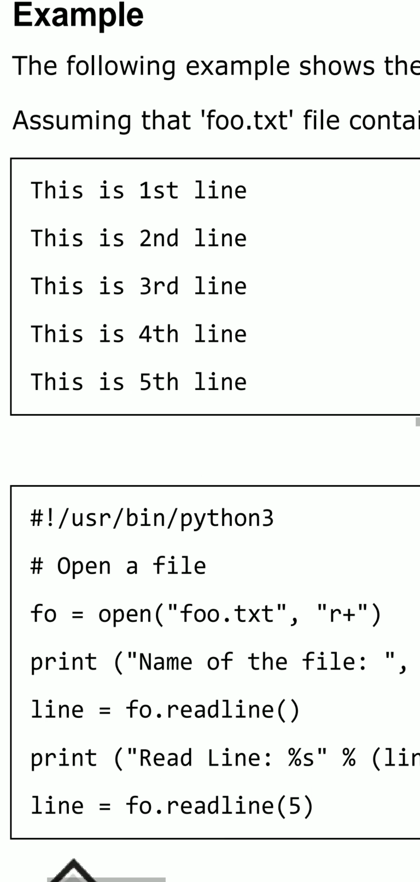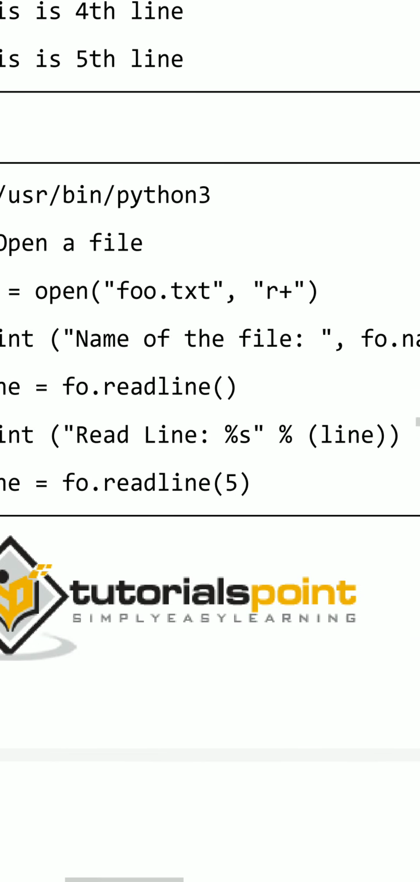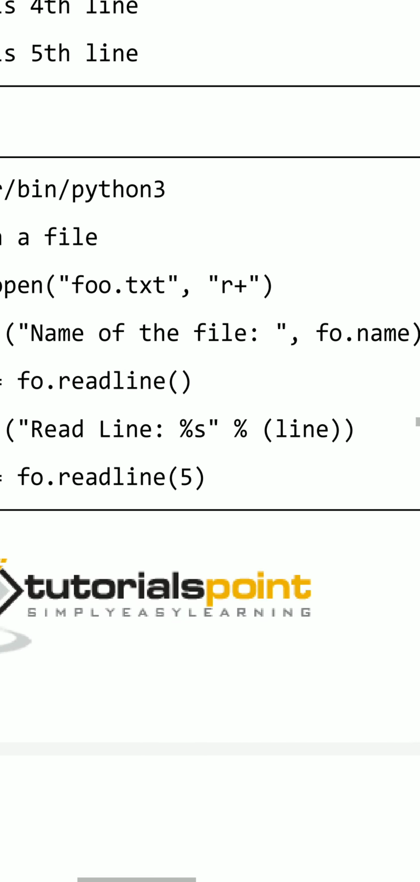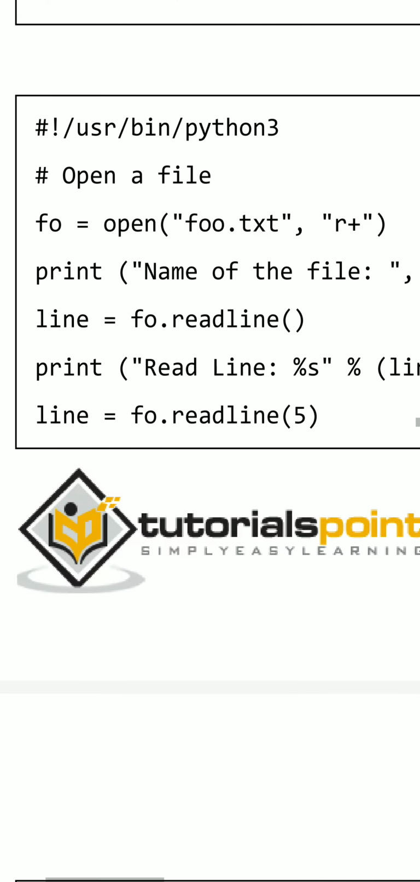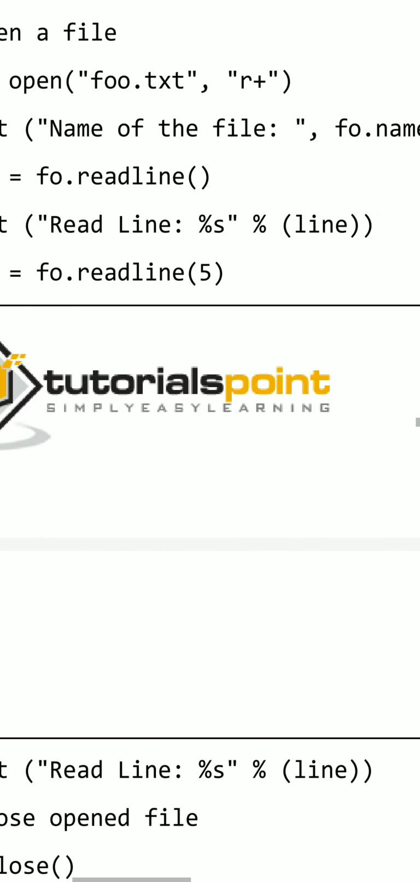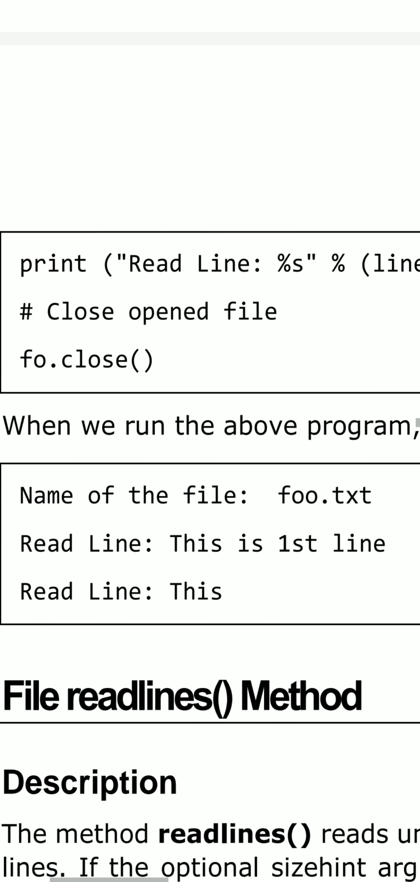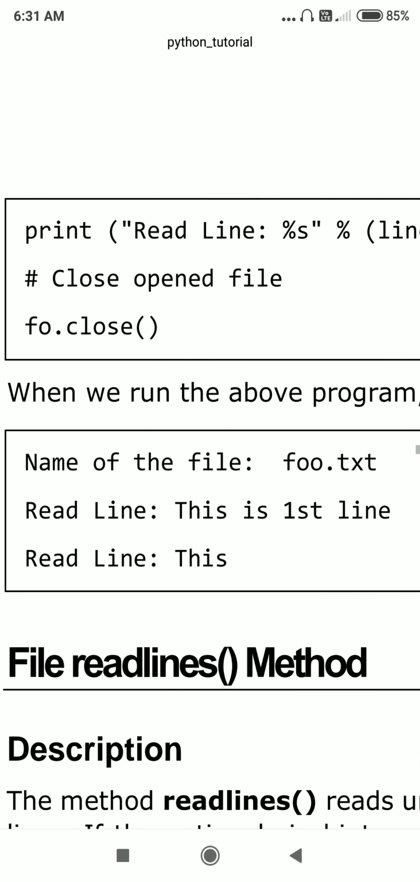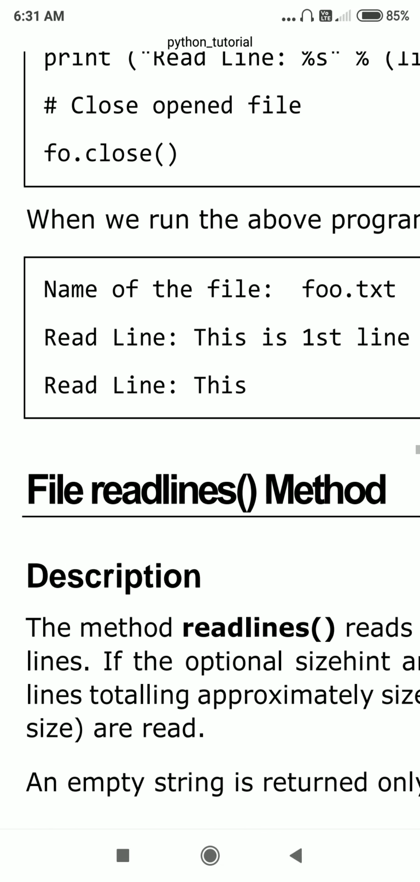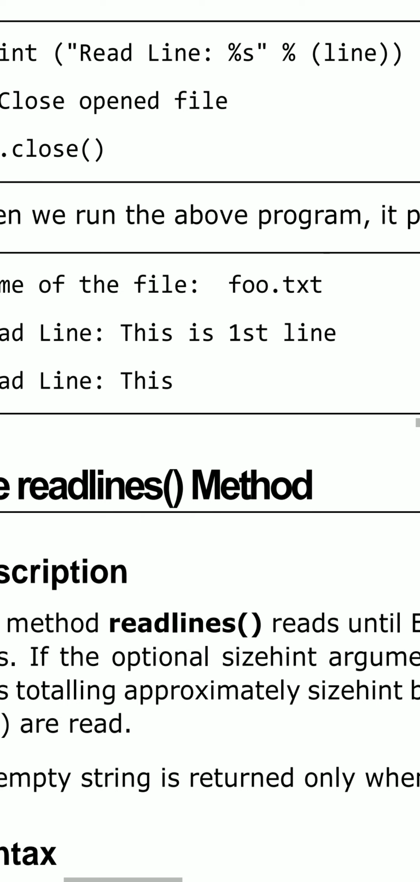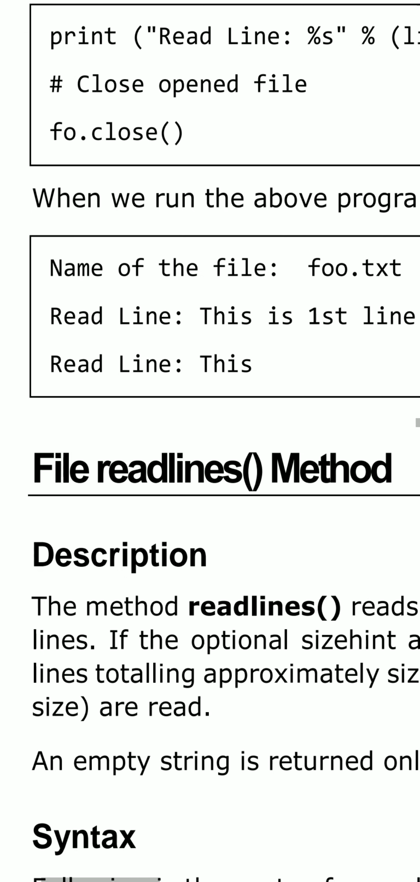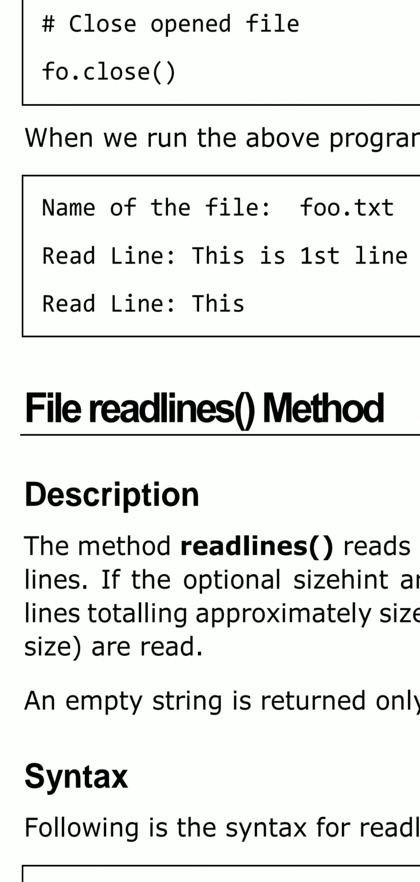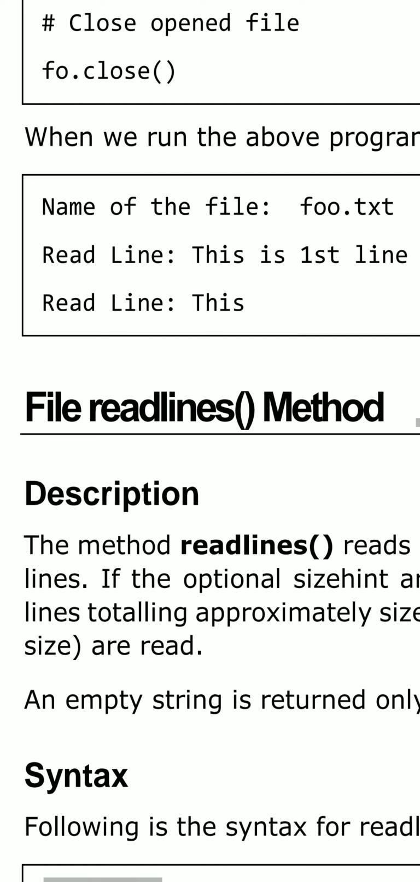Here I have taken a program in the r plus mode, and the name of the file would be fo.name, and then the readline method. This readline method reads the number of lines, and then closing the same file. So where the cursor is in the first line, only the first line is printed, and then readline where the cursor is placed is printed onto the output screen.